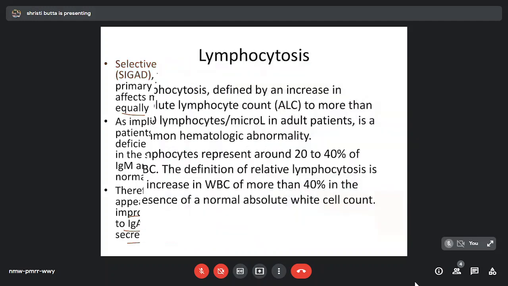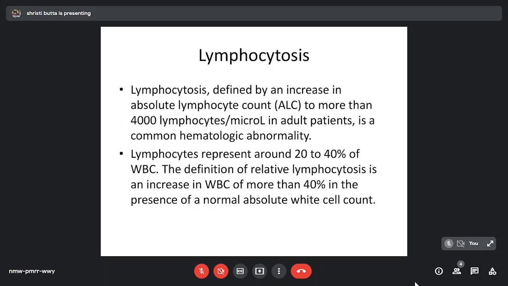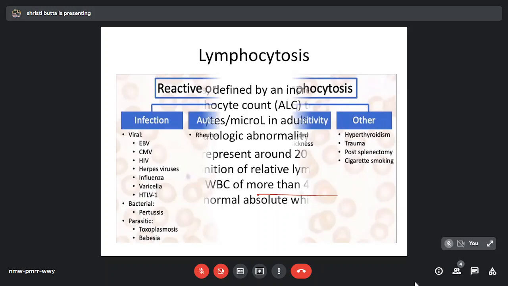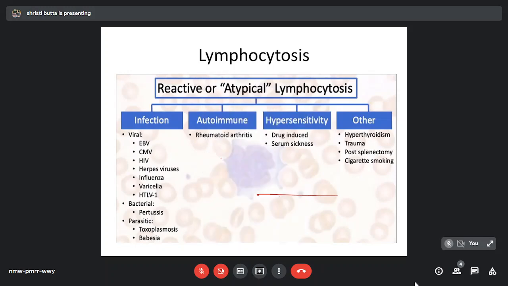Now, coming to the causes of lymphocytosis, first the definition. Lymphocytosis is defined as an increase in the absolute lymphocyte count, that is more than 4,000 lymphocytes per microliter in adult patients. Lymphocytes represent around 20 to 40% of the total WBCs. The definition of a relative lymphocytosis is an increase in the lymphocyte percentage of more than 40% in the presence of an absolutely increased WBC count. So we have reactive or atypical lymphocytes. They typically have what is called skirting here. That is what you see.